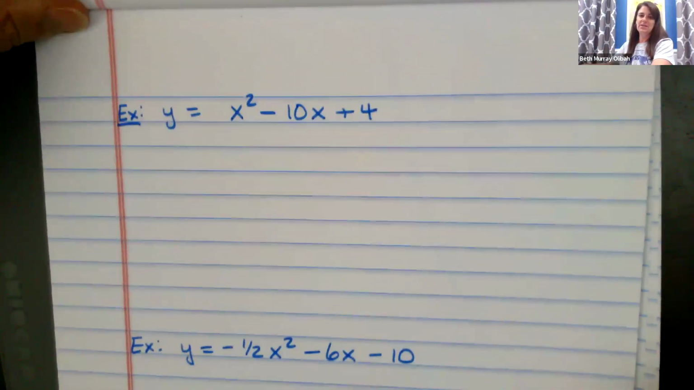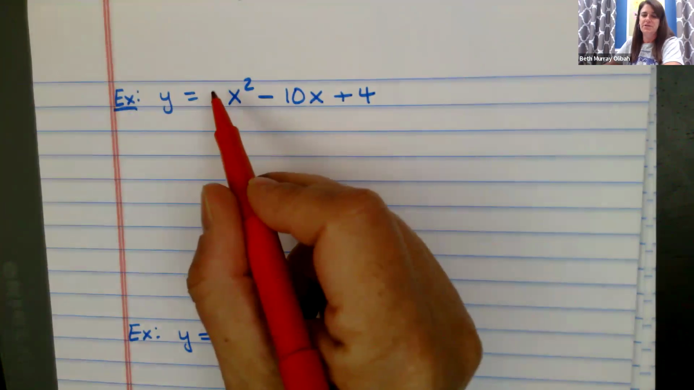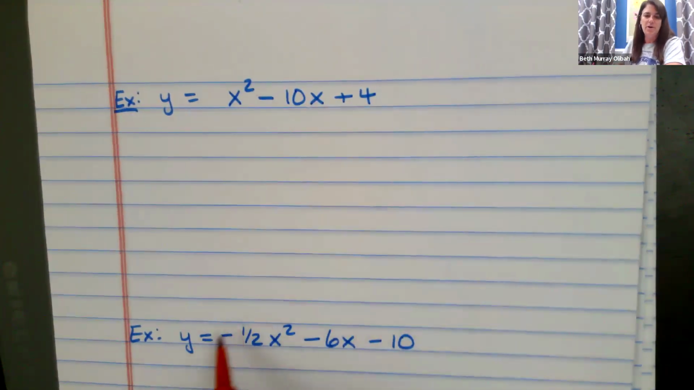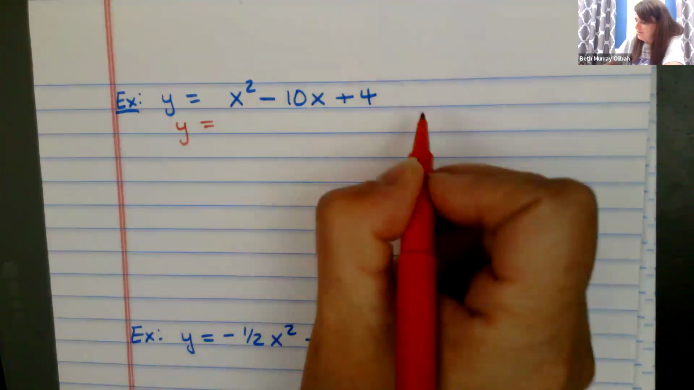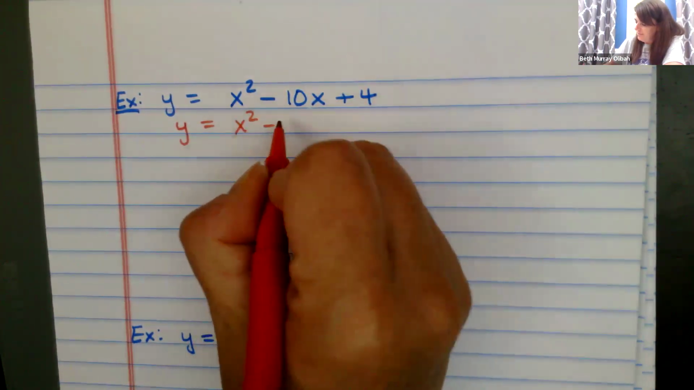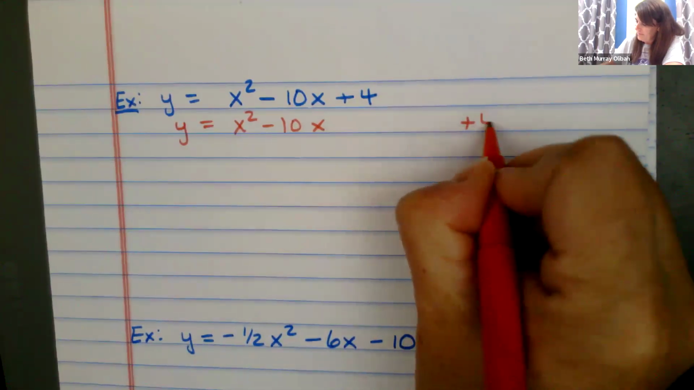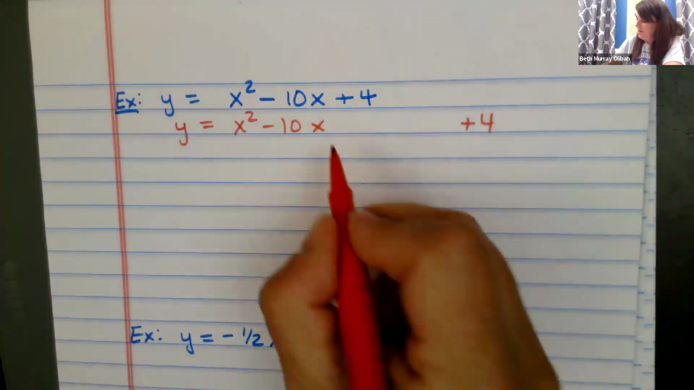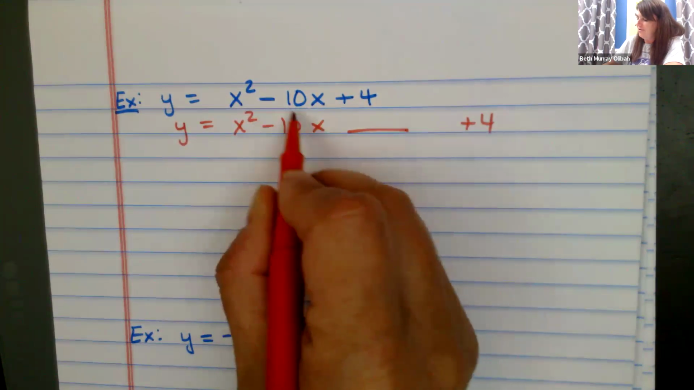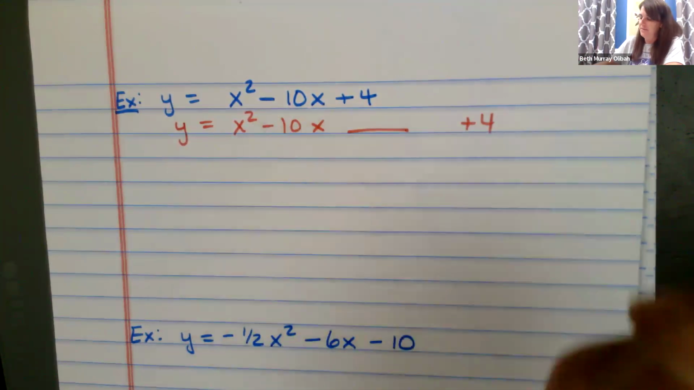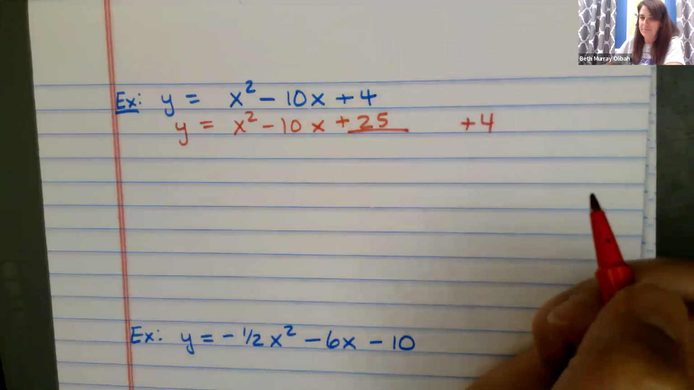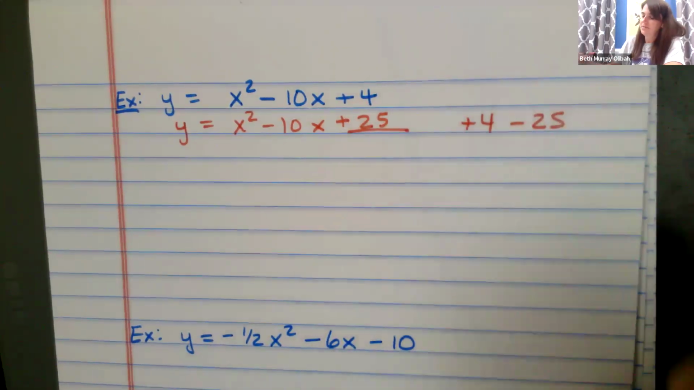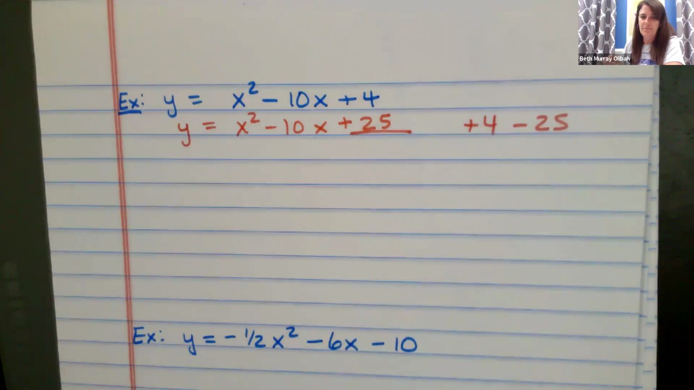I'm going to do one easy one with nothing out front, just to make sure you're fine with that, and one with something out front again. So maybe pause and try this one yourself before you see me do it, to see if you understand what I'm doing. This comes from half of -10, so -5 squared. So that should always be a positive number. So I'm always going to subtract here to make it fair.